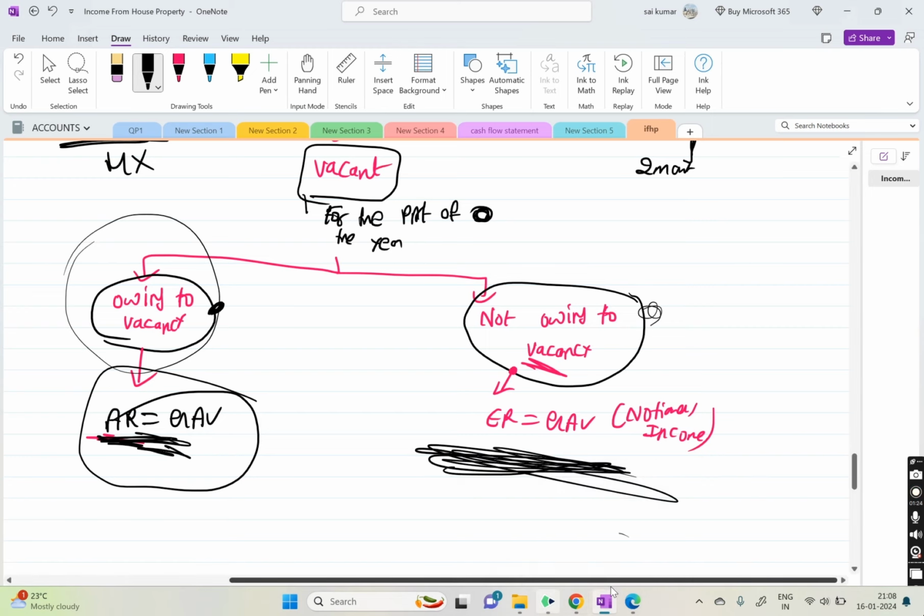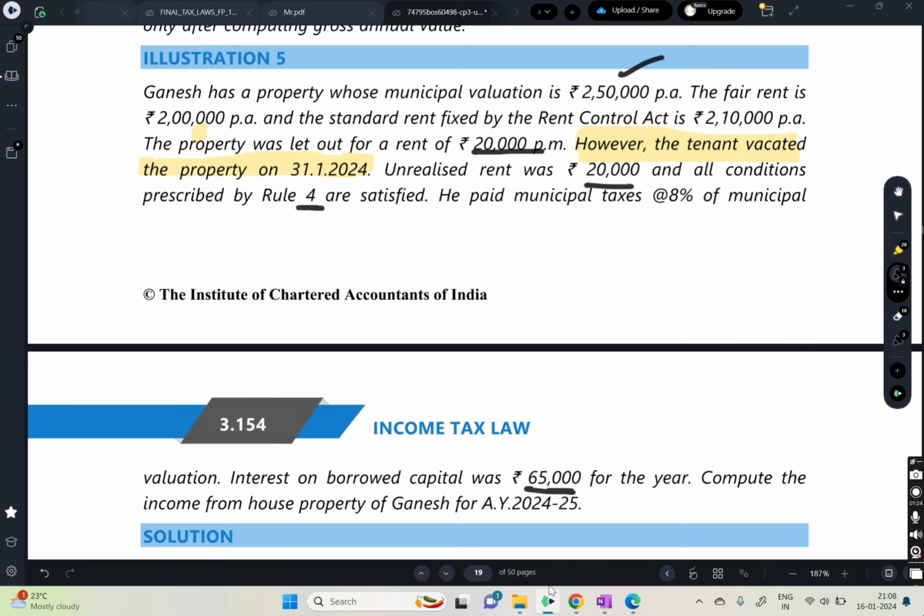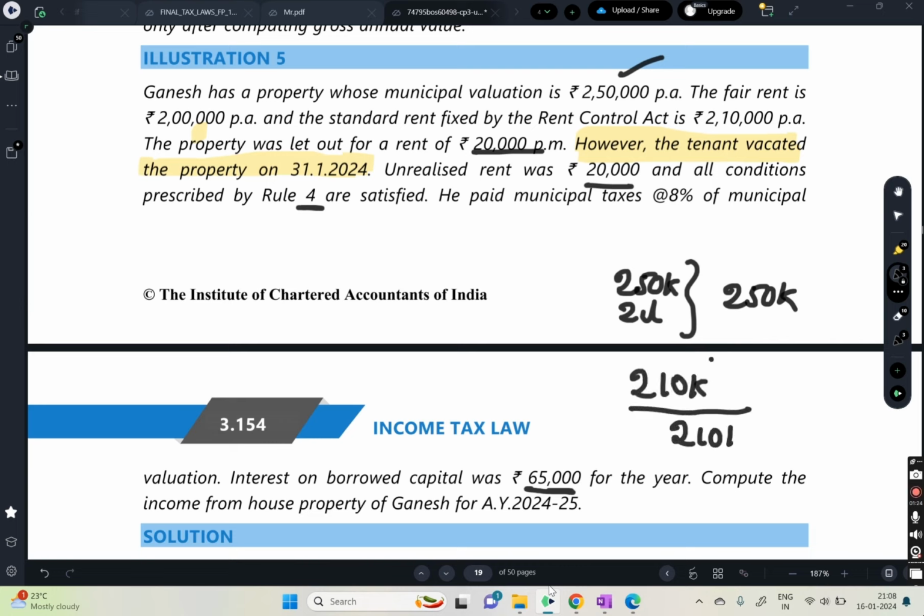Okay, let's see. Same thing you do. First one, 2,50,000 municipal value. Fair rent is 2 lakh, whichever is higher. Then standard rent 2,10,000, whichever is lower, so 2,10,000 will be called the expected rent. Now actual rent. How many months have we let out?